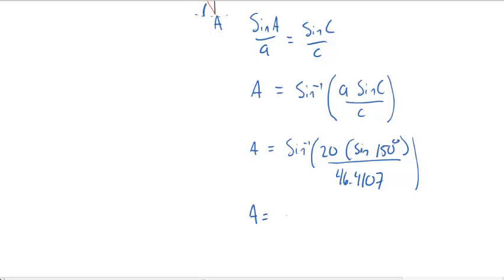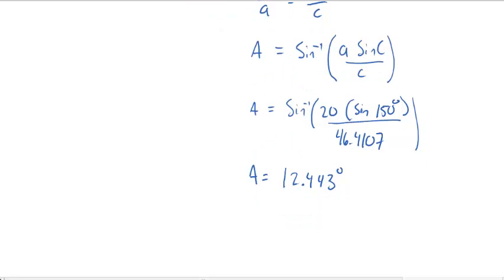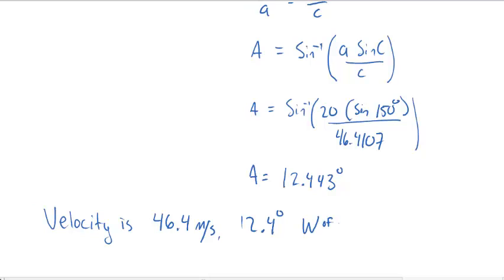So working that out, angle A works out to 12.443 degrees. So our resultant vector of velocity is 46.4 meters per second, going at 12.4 degrees west of north.